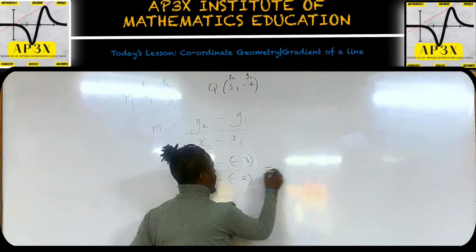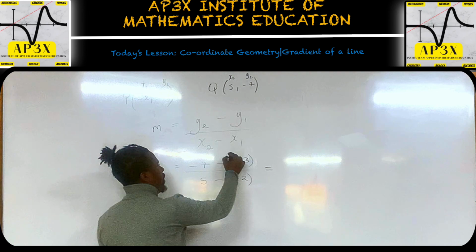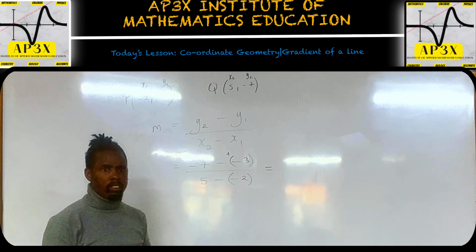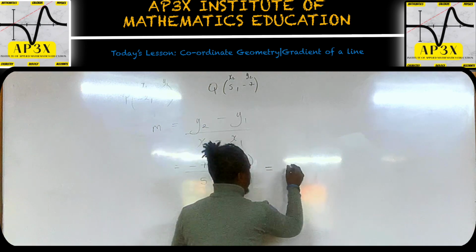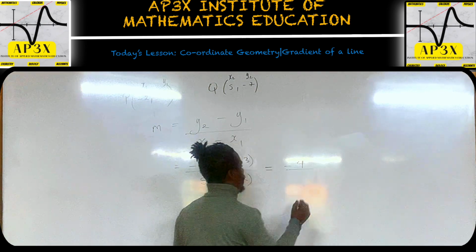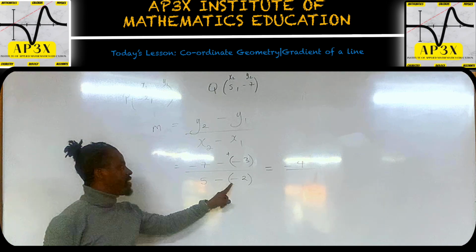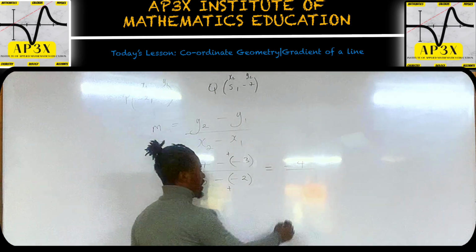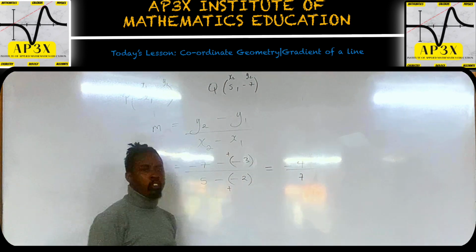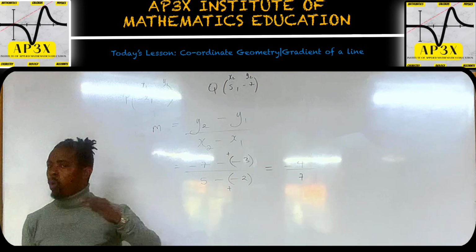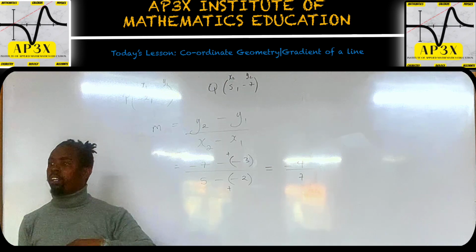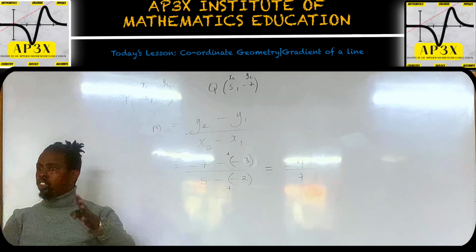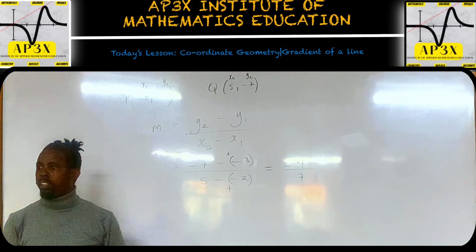A negative and a negative gives you a positive. So what is negative 7 plus 3? Negative 4. Negative divided by negative is positive. What is 5 plus 2? 7. So my slope is minus 4 over 7. Was that what we got when we did the graphical method? So it's confirmed that the formula gives the same result as the graphical method.